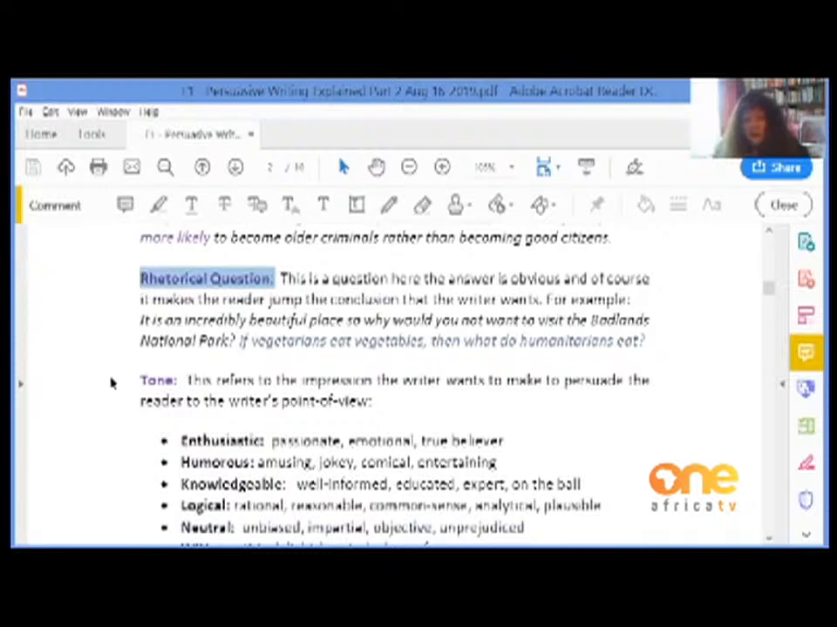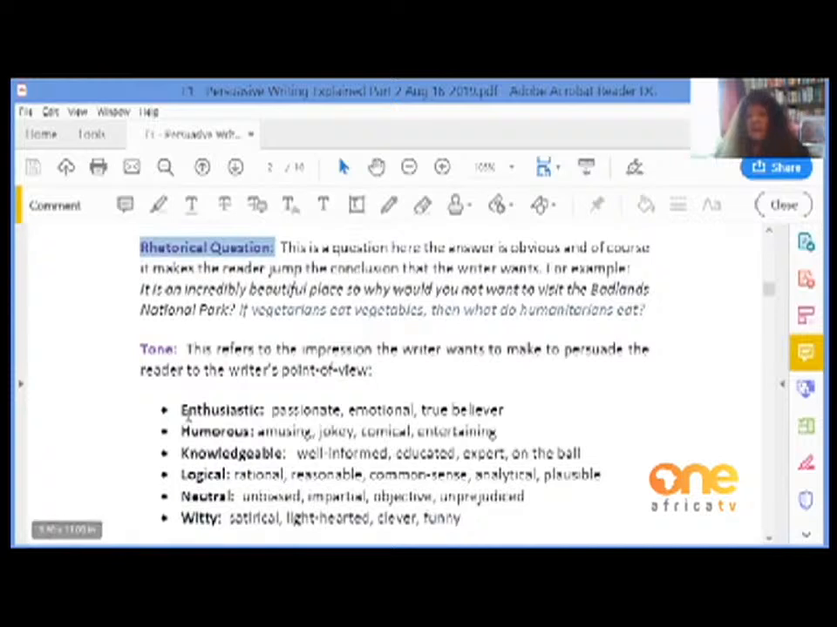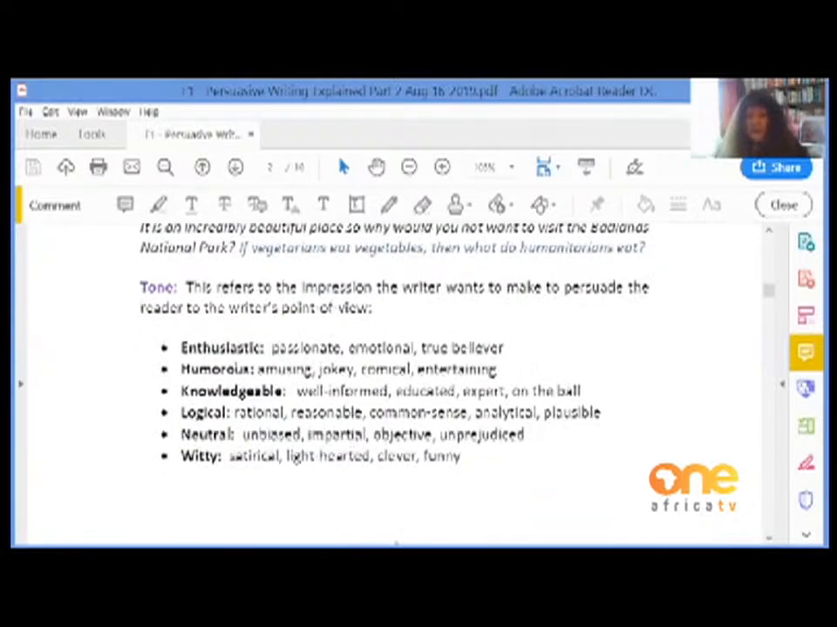Remember, we got to tone, the tone of your writing. Is it going to be enthusiastic? Is it about global warming? What's it about? Is it passionate, emotional? Are you a true believer? Is it going to be humorous? Is the tone of your writing humorous with a few jokes, good humor in there?